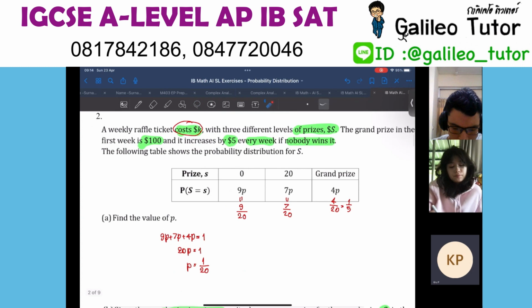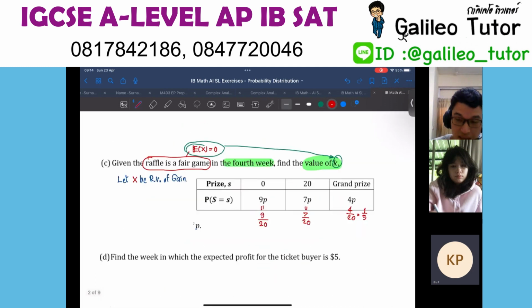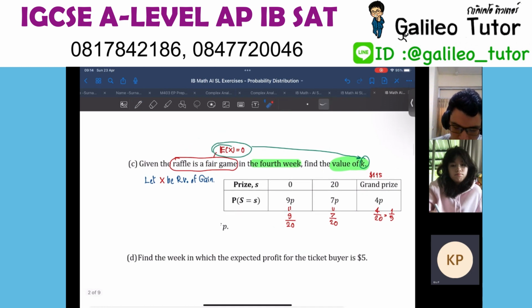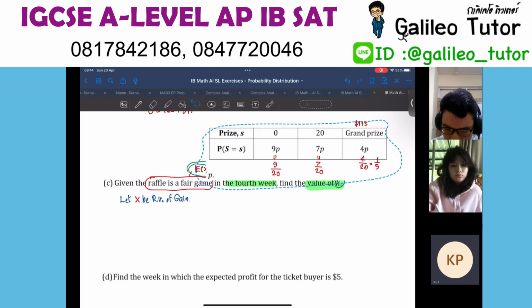The first week is 100, the second week is going to be 105, and $115 in the fourth week. So it turns out to be $115 in the fourth week here. Now, when it comes to a fair game, the expected value must be 0. But how can we find the expected value from this?